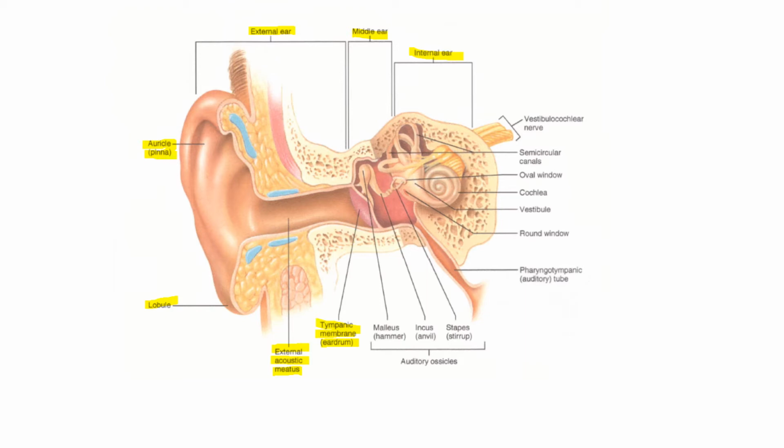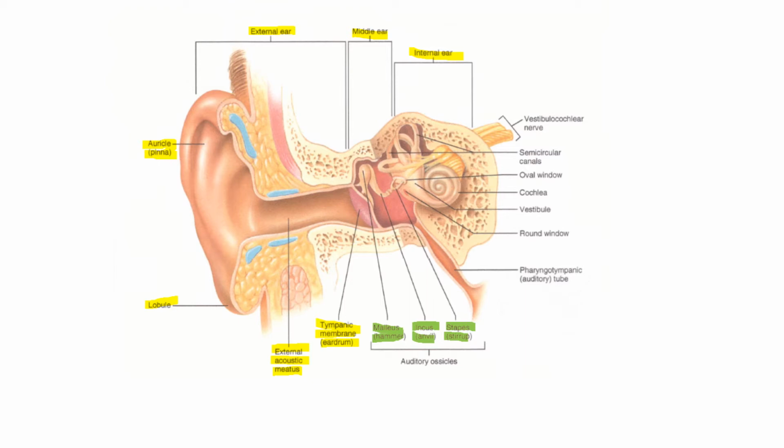The other structures that we have in the middle ear are the auditory ossicles. The very first bone in our middle ear is our malleus. Our second bone is our incus, and our third bone is our stapes. Sometimes we call these the hammer, the anvil, and the stirrup.